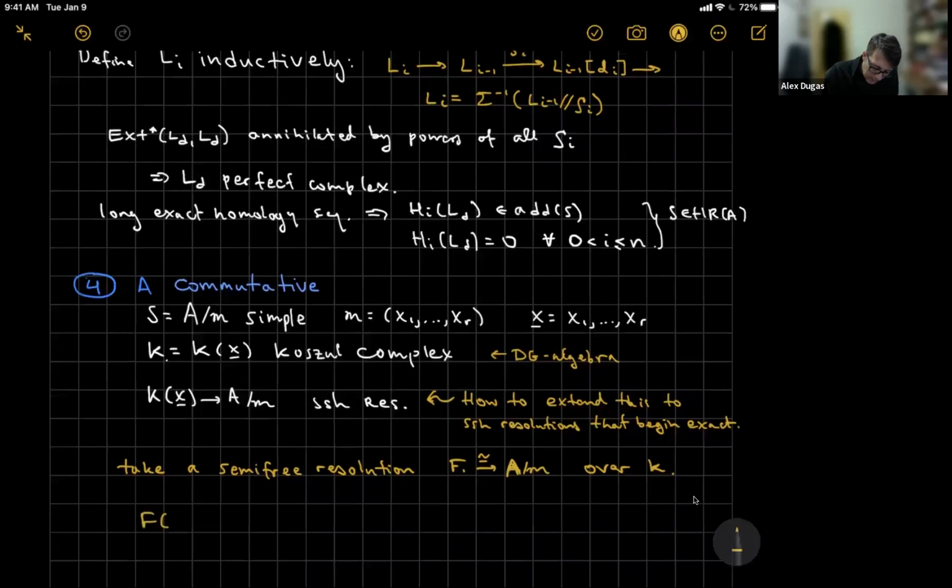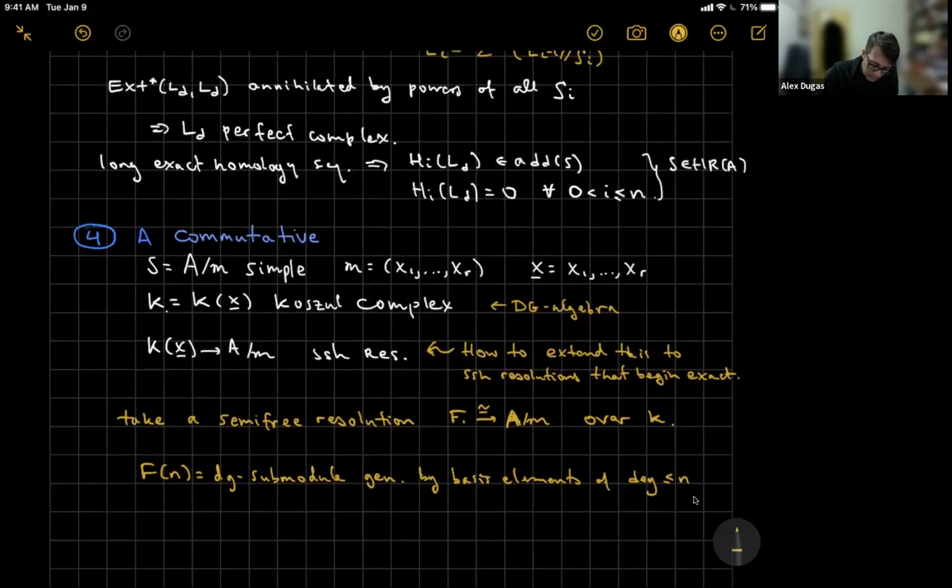And then by looking at a DG submodule of F generated by basis elements of degree less than or equal to n, this will be a finite complex of free A modules, and its homology will be a module over the homology of K, which is annihilated by M.